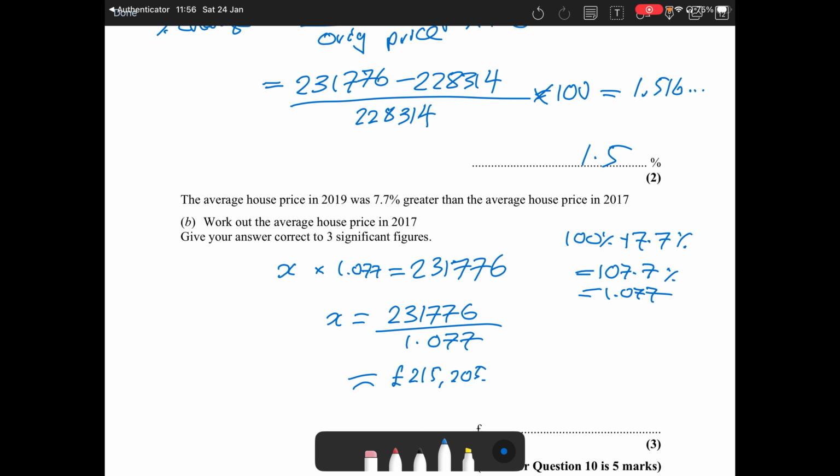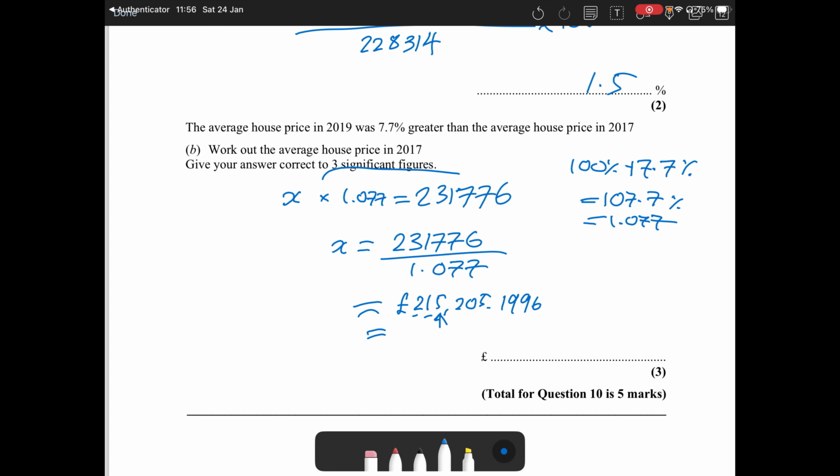Now, my calculator's saying 1996 at the end. With money, round to either the nearest pound or nearest penny, but they've asked for 3SF. You know what? Let me write down the whole number. I know money's only 2DP, but it's fine because we need to round to 3SF, don't we? So to 3SF, we've got the 100,000s, the 10,000s, and the thousands being the third sig fig. We're rounding to the nearest 1,000, which would be 215,000, right? So that's my final answer.